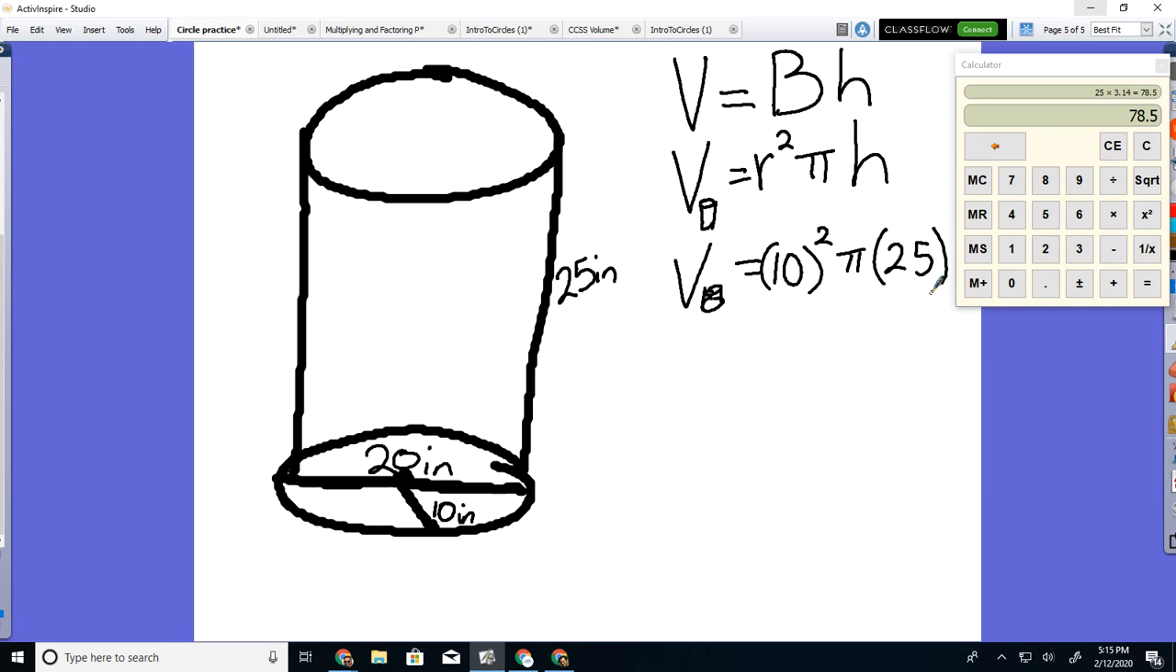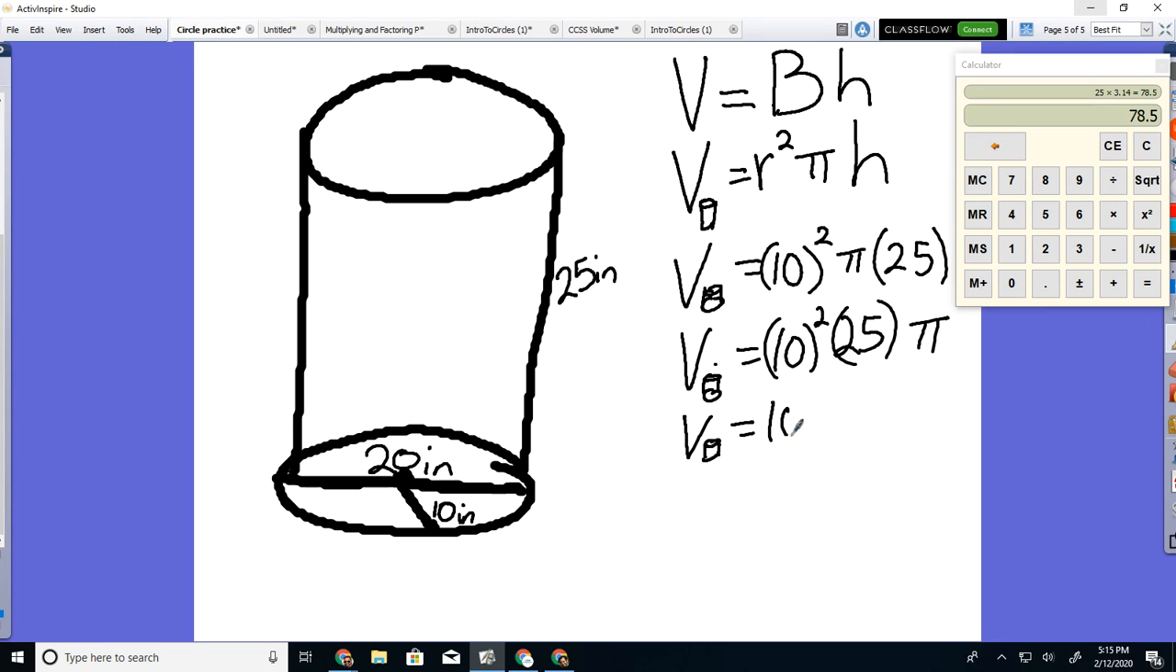Then we use the commutative property of multiplication to move things around. Volume of the cylinder equals 10 squared. We aren't actually doing any calculations yet. We're just moving our factors around. Then go ahead and square the 10. Volume of the cylinder equals 100, because that is 10 squared, 10 times 10 times the height times pi.